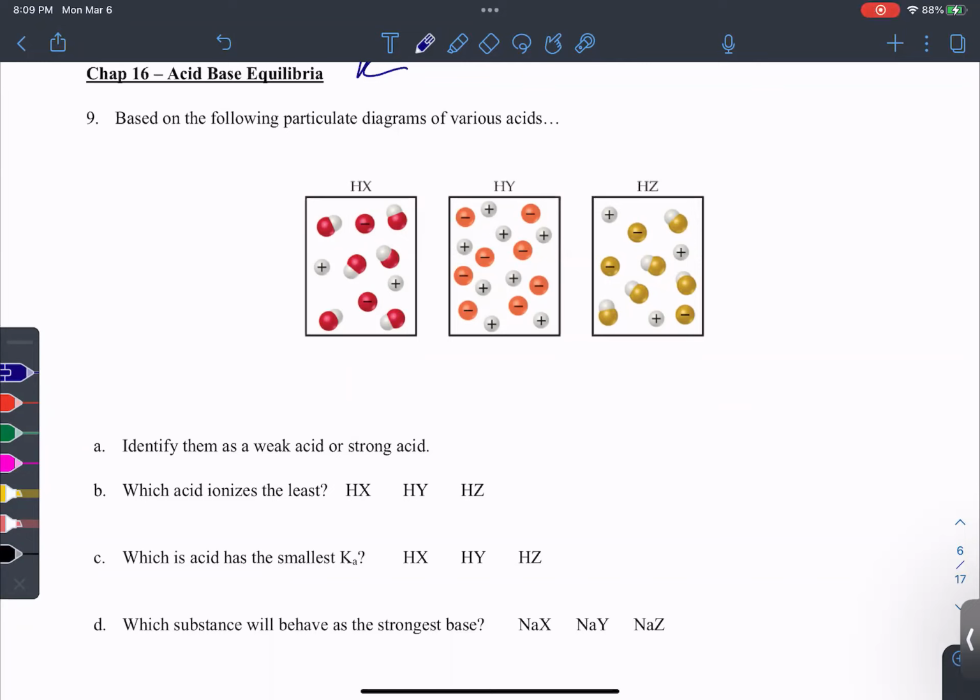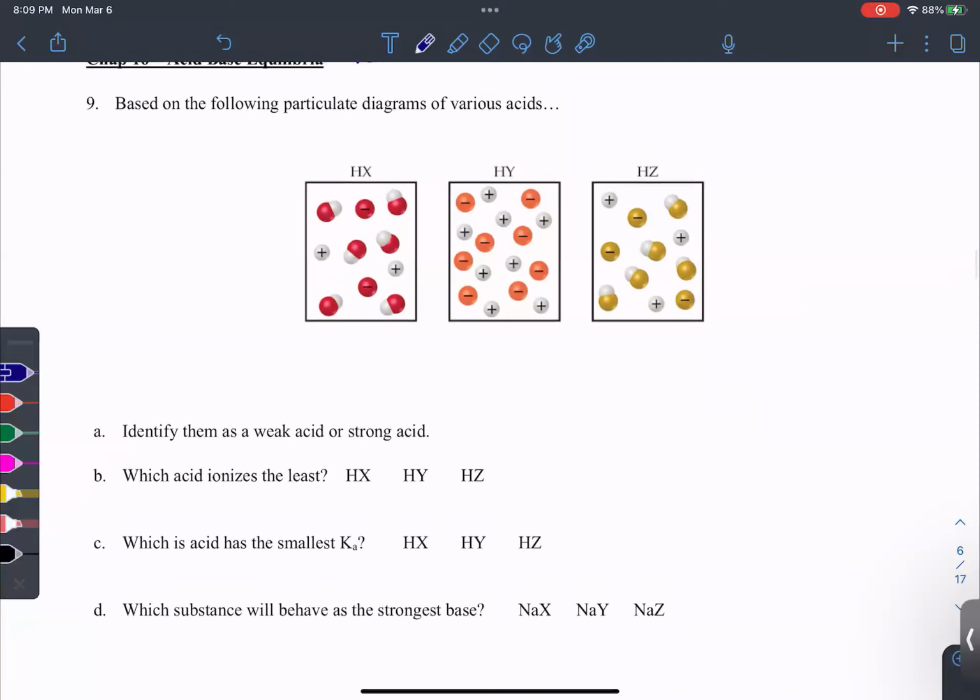Yes. So chapter 16 is just specifically based upon acid-base equilibria. So it's still chemical equilibria where K is comprised of concentration of products over reactants. It's just a special case here where we have acids that typically donate H+, bases typically donate OH-. So let's look at these particle diagrams. Let's identify them as weak acids or strong acids.